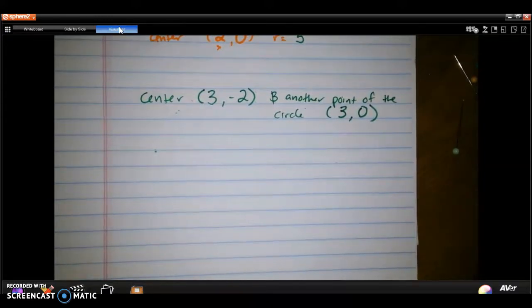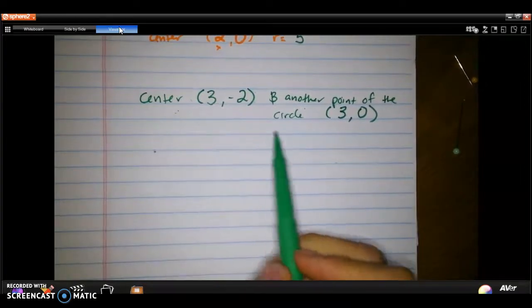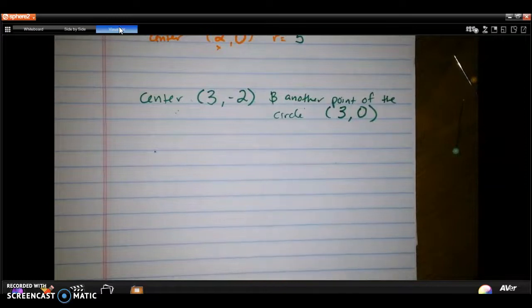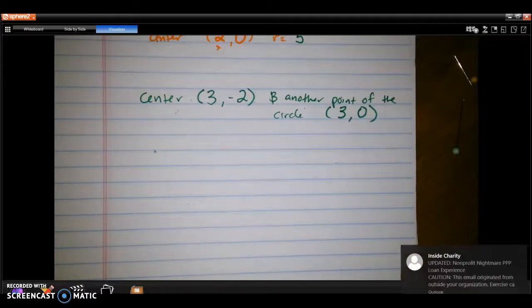So instead of being given a center and a radius, we're given a center and another point on the circle. The way that I like to try and do these is I'm actually going to plot these 2 points into Desmos, so we can get an idea of what we're going to be working with.